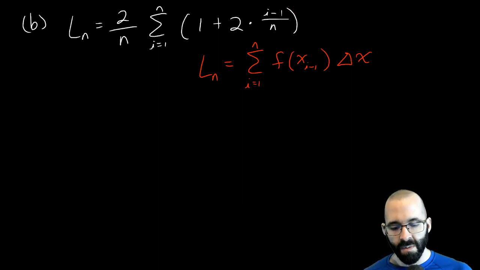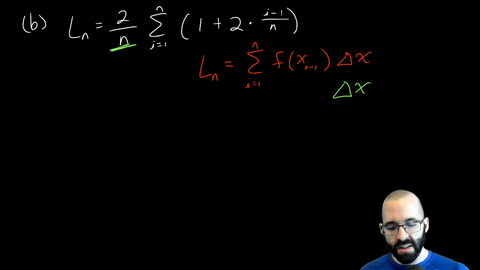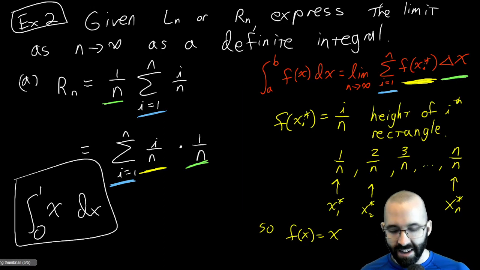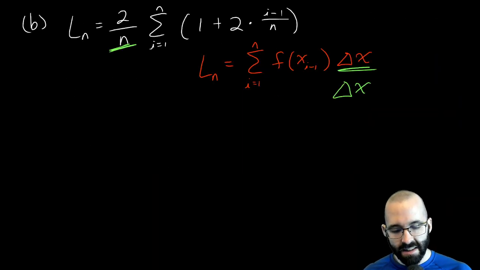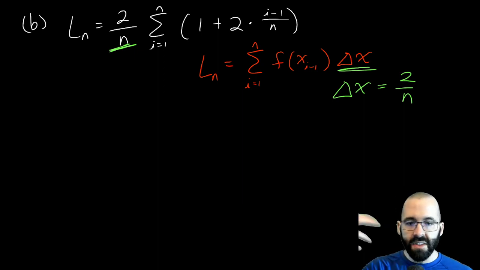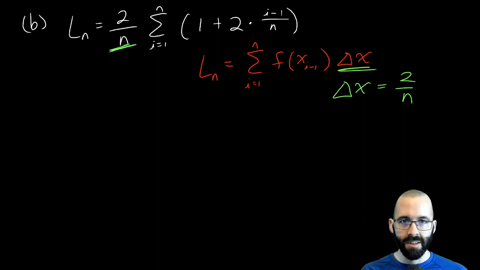Okay, so let's do the same process. All right, so what is delta x? Well, just with the same logic as last time, delta x, did I use green for delta x? I did, good. Delta x is just 2 over n. And that immediately is going to tell us the width of our interval. Why?